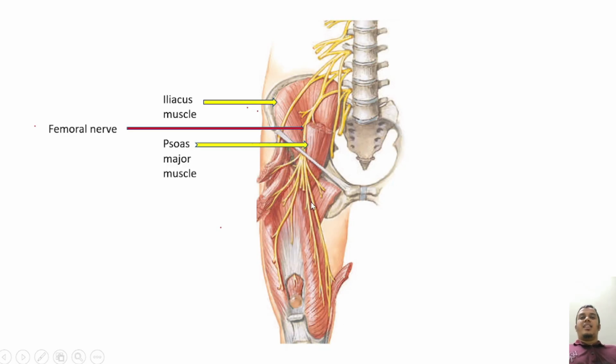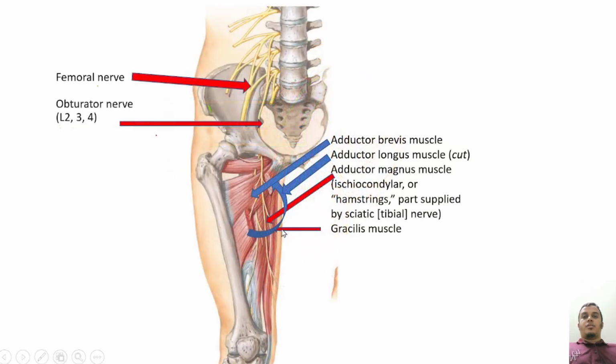Then we see another picture, the obturator nerve, which supplies the medial aspect of the thigh. We see in this picture the obturator nerve, which passes through the obturator foramen and supplies some muscles of the medial compartment of the thigh that are called adductor muscles: adductor brevis, adductor longus, adductor magnus and the gracilis muscle.